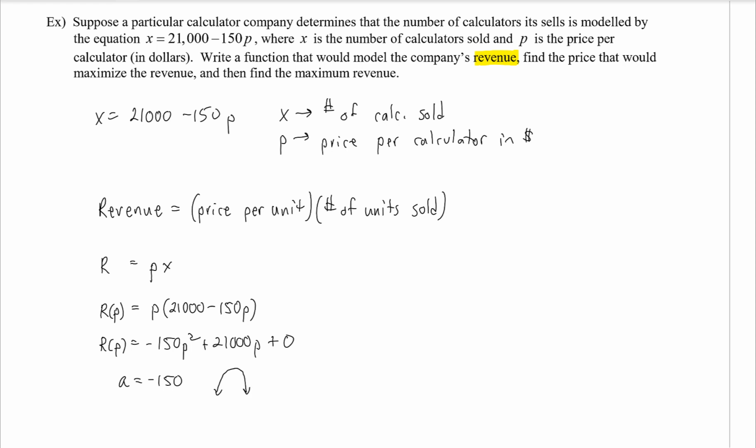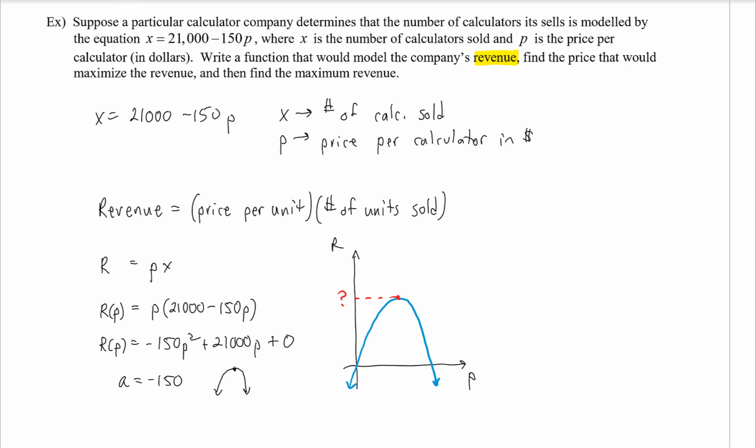So it says find the price that would maximize the revenue. So I want to maximize this function. I want to find the vertex. I want to find this point right here. I don't want to graph it. But if I did graph it, this would be revenue, this would be price, and this graph would look something like this, right? So I want the max revenue. I want this number right here. I'm going to get that from finding the vertex.